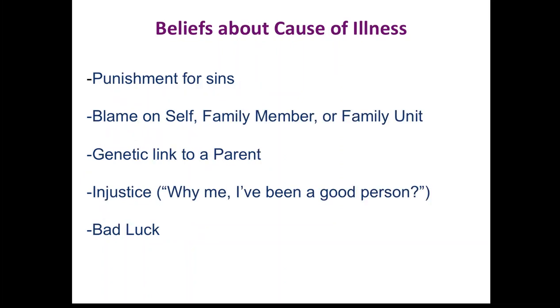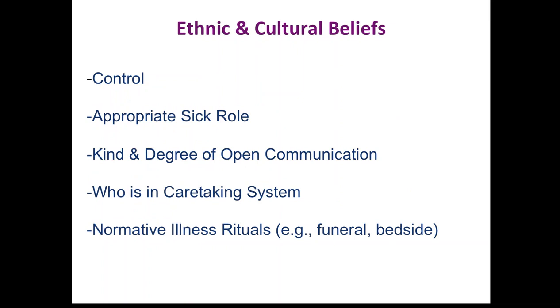The last thing I just want to say is mindfulness to ethnic and cultural beliefs. Often they become very apparent around a chronic illness. There are couples that come from very different cultures and ethnicities, and they enjoy their differences. But around a major chronic disease, there can be very different ideas about control, sick role, what kind and degree of communication, who should be in the caretaking system. Should outsiders outside the family be included, or is it an in-family affair?